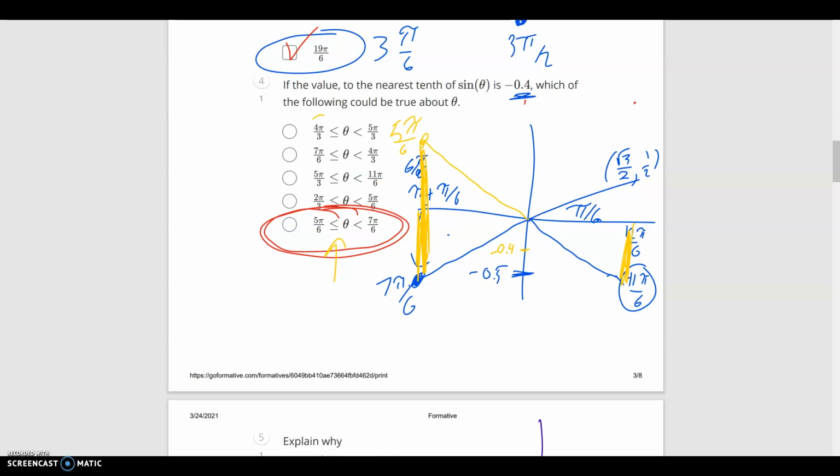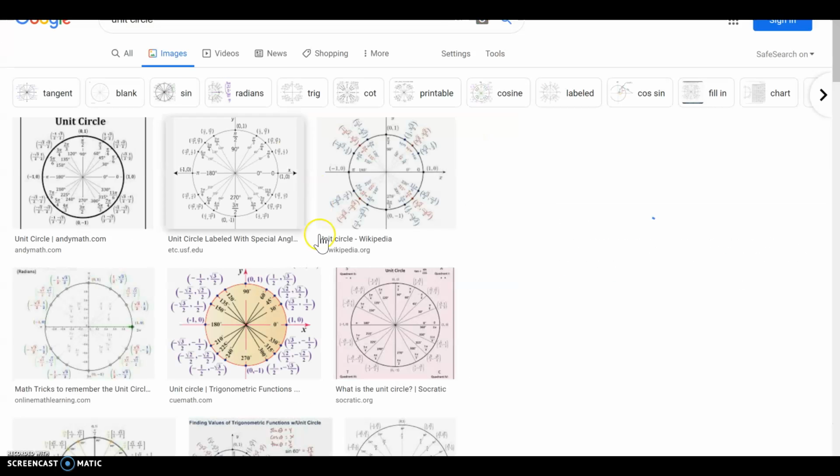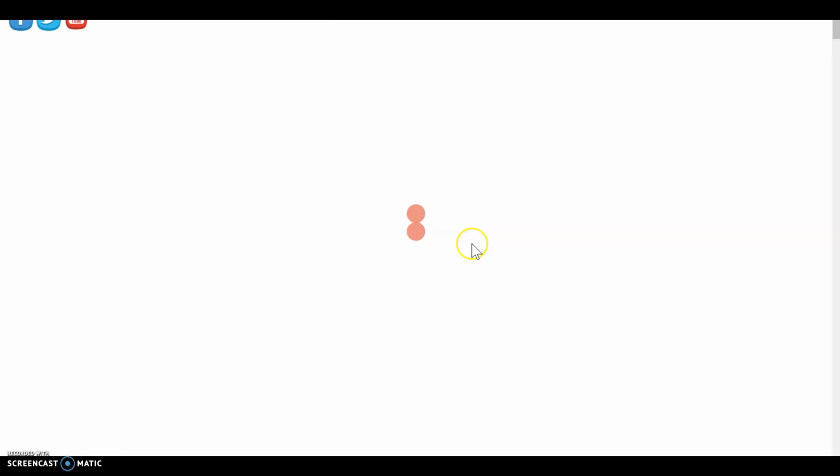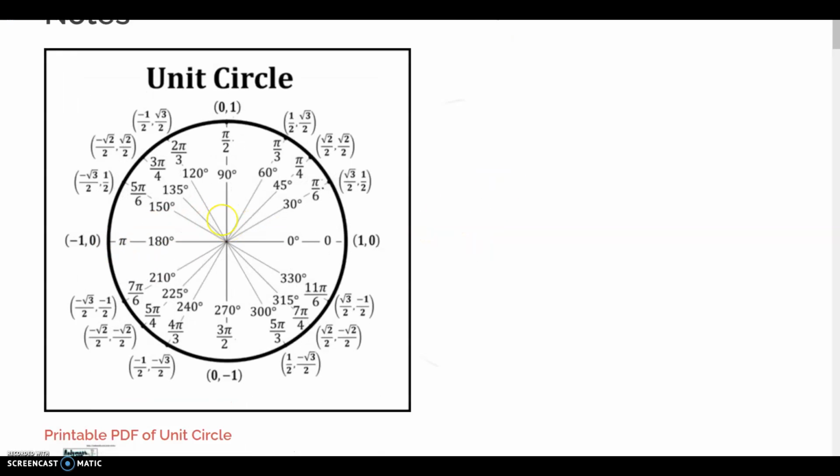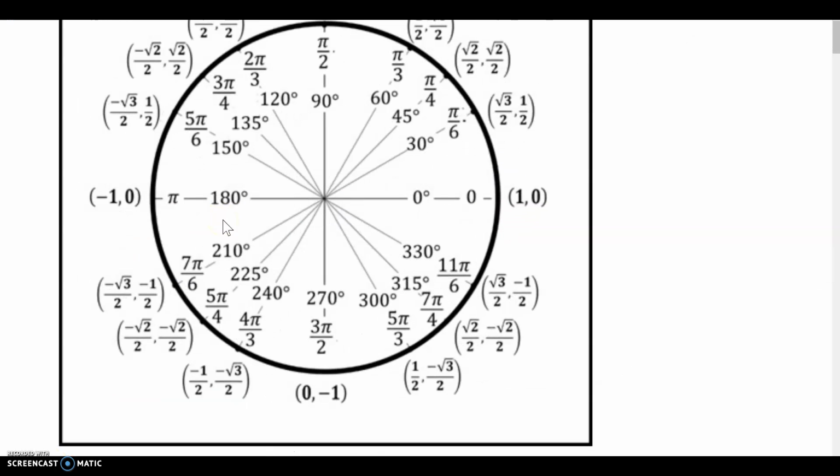Think about like 4 pi thirds. 4 pi thirds is actually down here. In fact, if I pull up a unit circle right now, it might help you see it a little bit clearer. Let me just pull up a random one. Let me click on this one right here. If you did have the unit circle in front of you, you would be able to see this really well, because if you look with me, follow my cursor, 4 pi thirds is here. 4 pi thirds to 5 pi thirds, yeah, that's not going to work. Okay, 5 pi thirds to 11 pi over 6, yeah, that isn't going to work either.